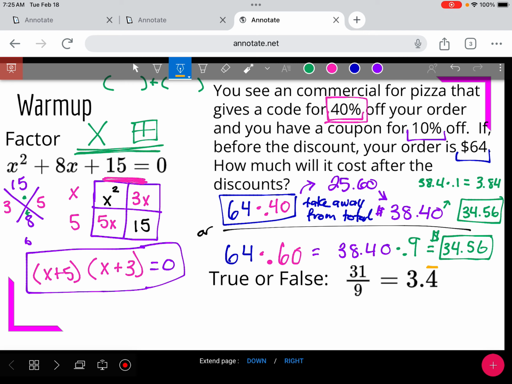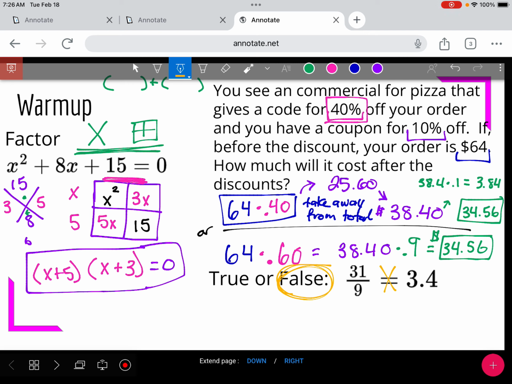If you did that, you'd be fine. But this is not the same thing. That's 34/10 or 3 4/10. It is not the same as 31/9. So these are not the same. This is false. Do not round unless we tell you to round.